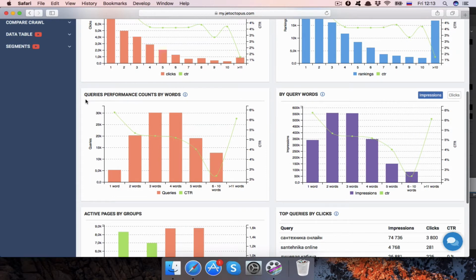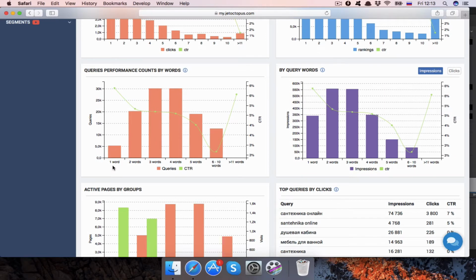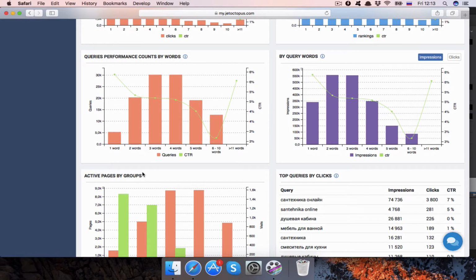This chart is queries performance counts by words. Here there are groups of queries by words. 1 word queries, 2 words queries, 3 words queries, 4 words queries, 5 words queries, and from 6 to 10 words queries, and the rest. So from this chart we see that the majority of queries of this website has 3 or 4 words. And we see the number of these queries.